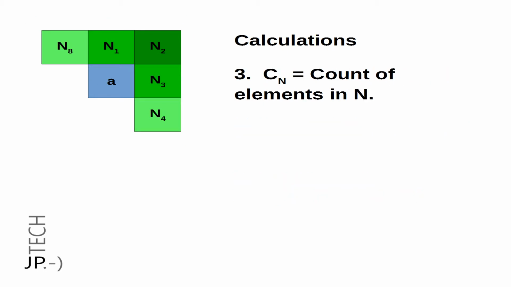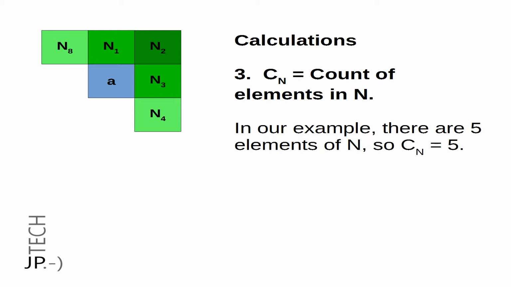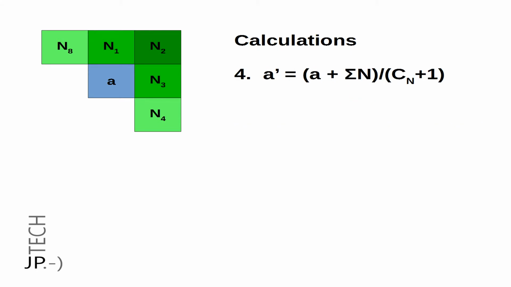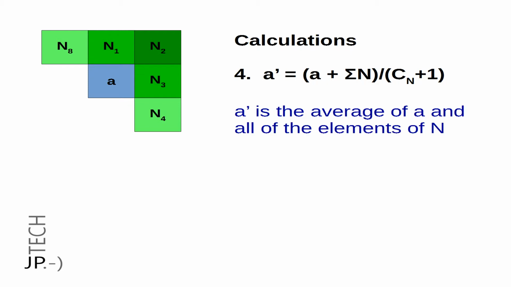3. C sub n is equal to the count of elements in n. In our example, there are 5 elements of n, so Cn equals 5. A prime is equal to A plus the sum of n divided by the count of n plus 1. A prime is the new value of A, and this is a fancy way of saying that A prime is the average of the local cell plus all of its neighbors.